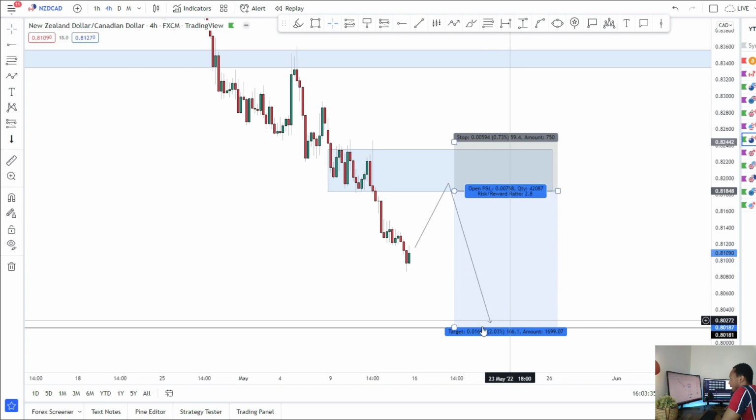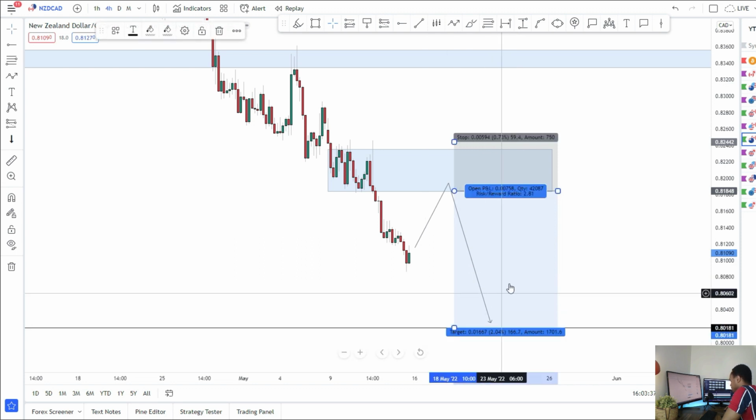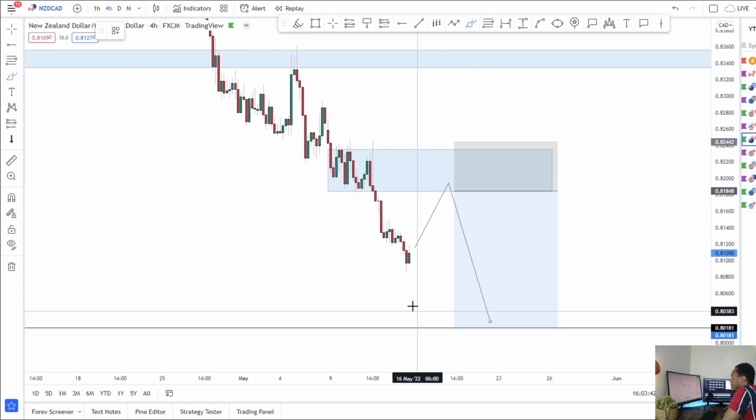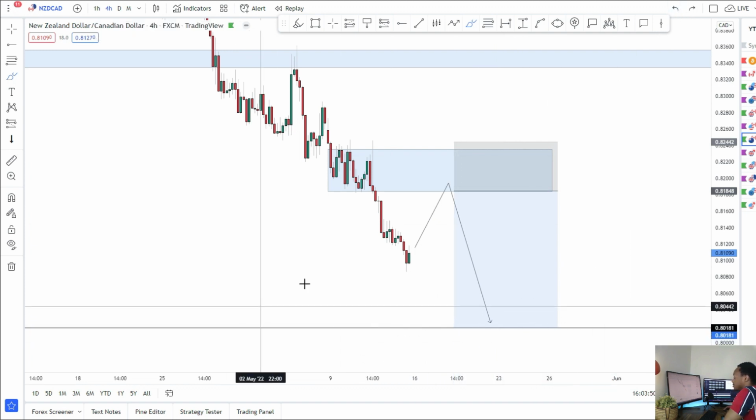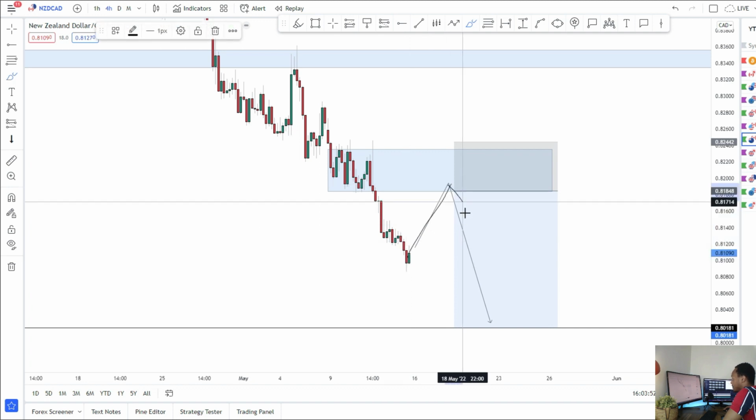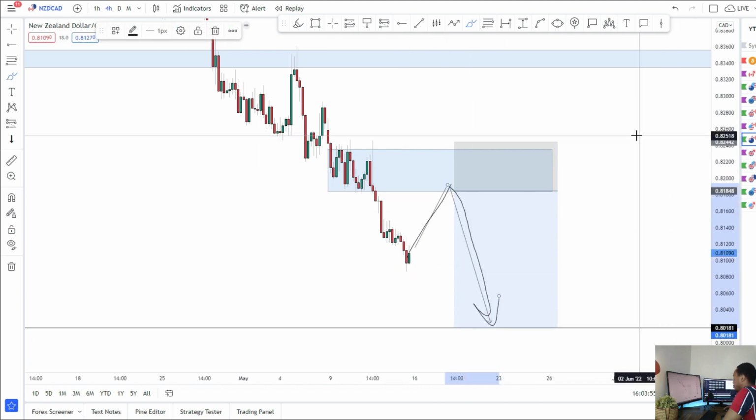But NZD CAD, seeing this one come straight back down into 0.80180. There's a chance that we might just open up and roll over straight away. If that's the case, we'll see what happens at this level here for some buys potentially. But yeah, the market is still extremely bearish. So looking for the retracement to take this right back down into 0.80181 for next week.